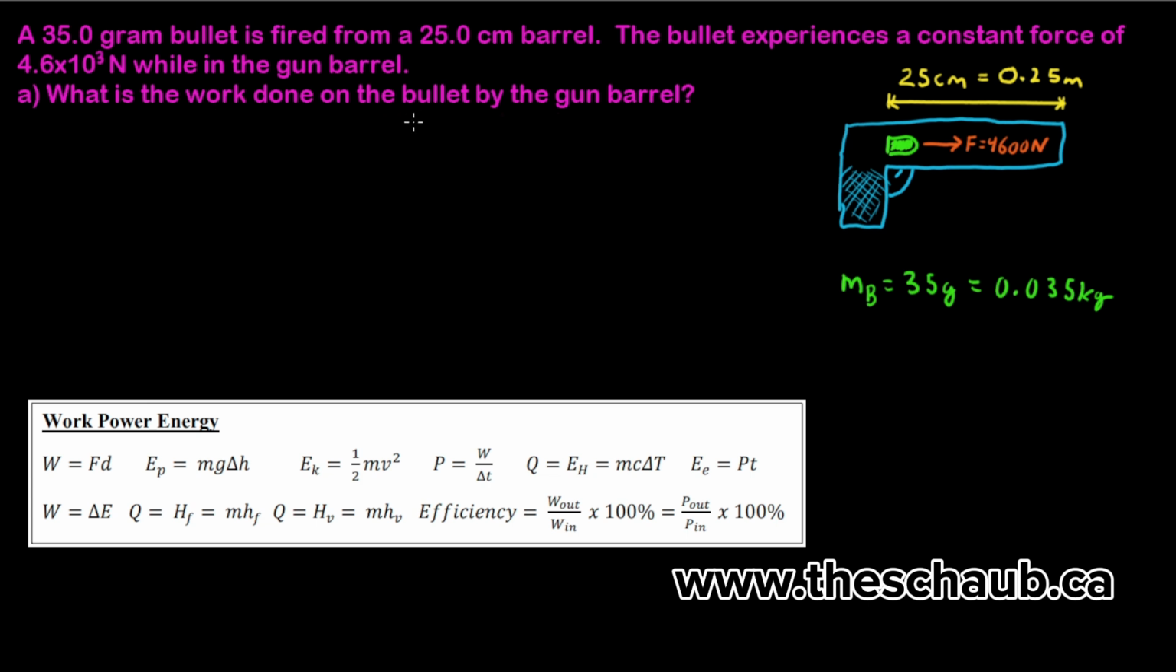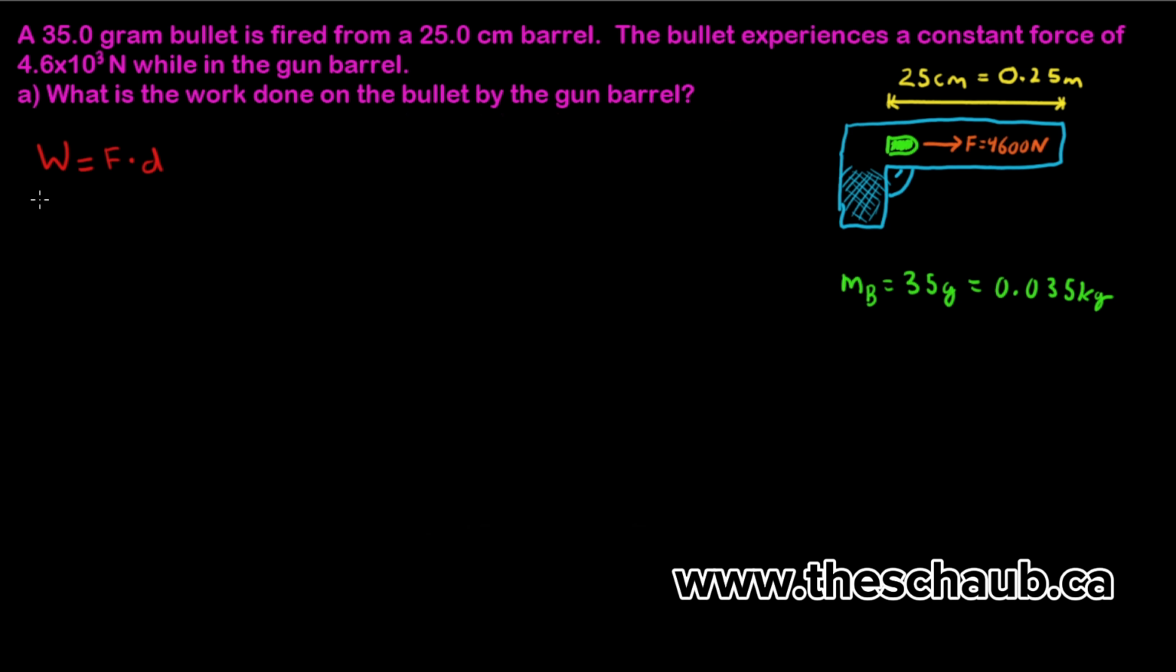What is the work done on the bullet by the gun barrel? For this, we'll use our equation: work is equal to the force multiplied by the displacement. Substituting our values, the work is equal to the force of 4,600 newtons multiplied by the displacement, which is the length of the barrel in meters, so 0.25 meters.